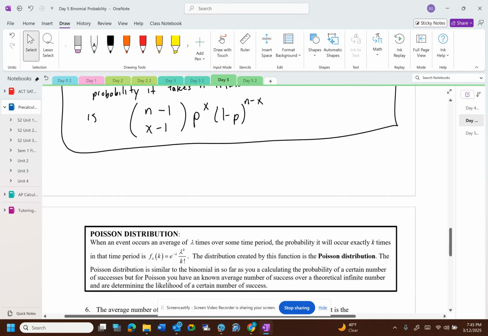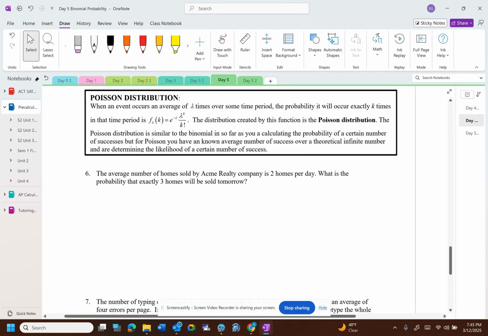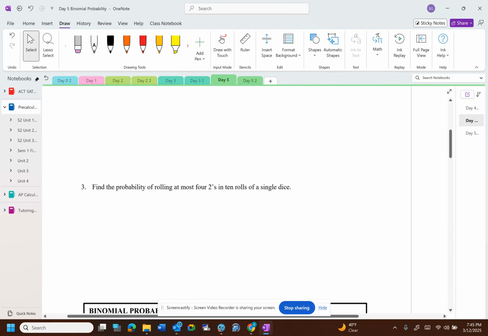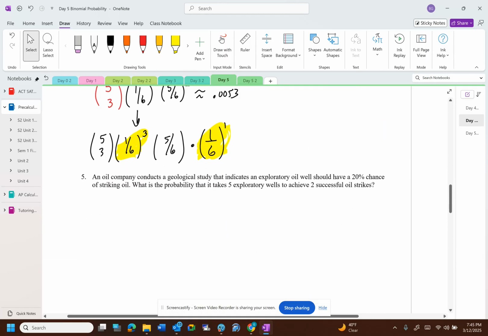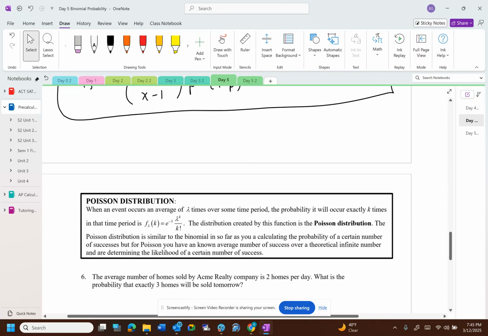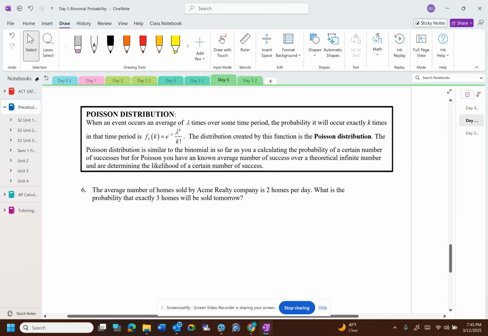All right, last thing here. If you go to the next page, there is one more distribution. We talked about the binomial distribution, where we're counting the number of successes in a certain number of trials. We talked about negative binomial, where it takes a certain number of trials to have a certain number of successes. And then there's one more type of distribution, called the Poisson distribution. Poisson is named after a French mathematician. I know Poisson in French means fish, but it's nothing to do with fish.